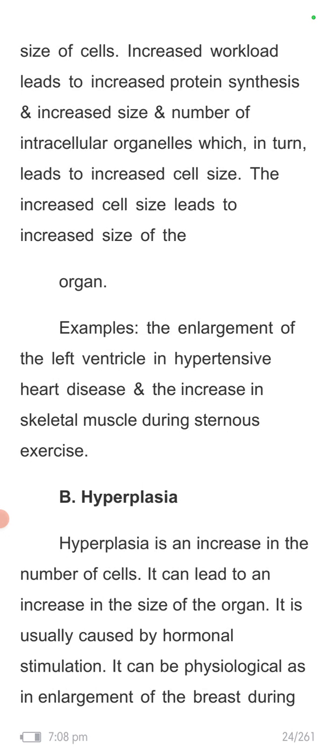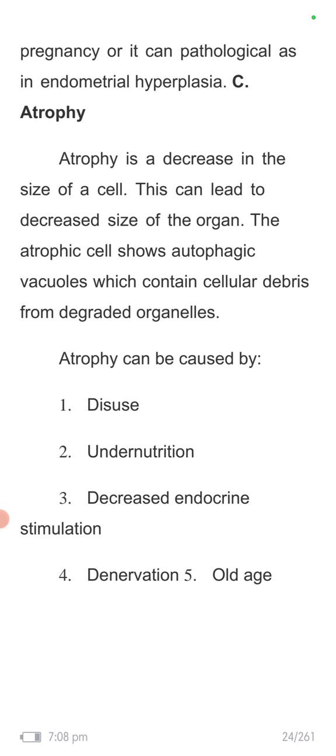Hyperplasia is the increase in the number of cells. It can lead to an increase in the size of the organ. It is usually caused by hormonal stimulation. It can be physiological, as in enlargement of the breast during pregnancy, or it can be pathological, as in endometrial hyperplasia.